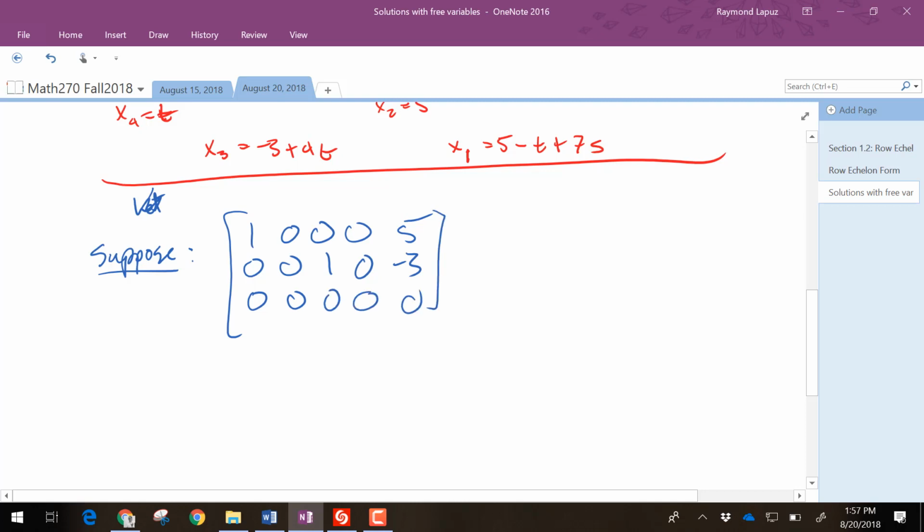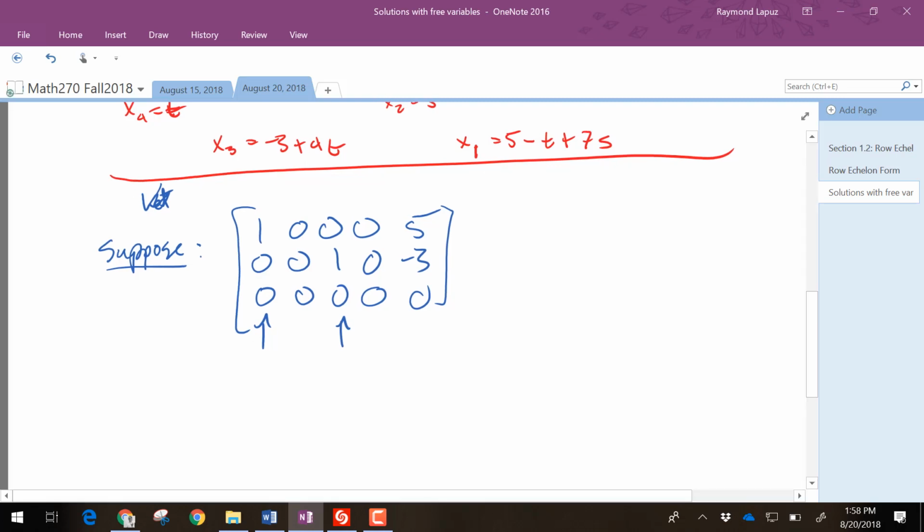If you had something like this, then you have free variables in x2 and x4, and then x1 and x3 are already solved for, are defined. So in this case, they're not even dependent on the free variables. So x1 is equal to 5, x3 is equal to negative 3, and x2 and x4 can be whatever you want them to be, and it would still work in this system.